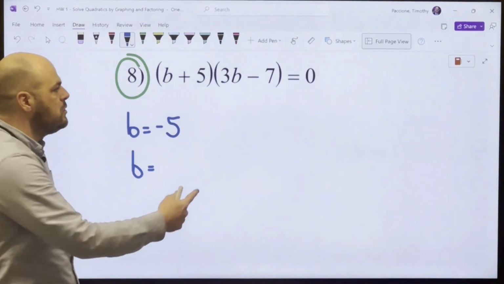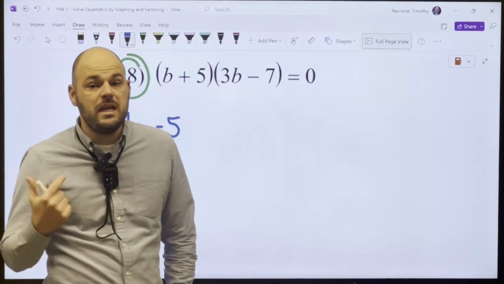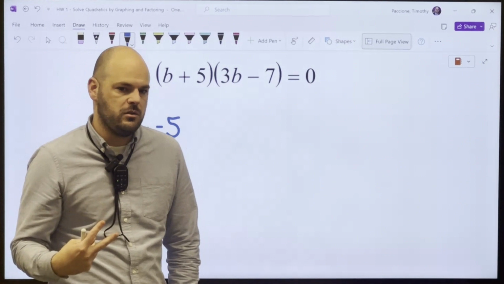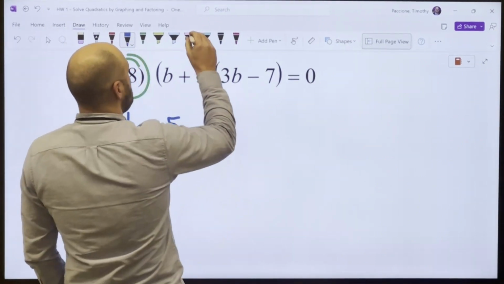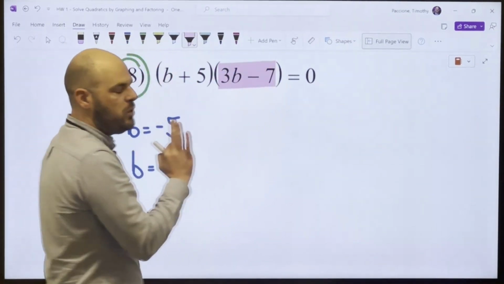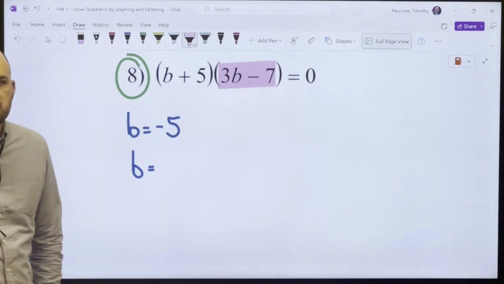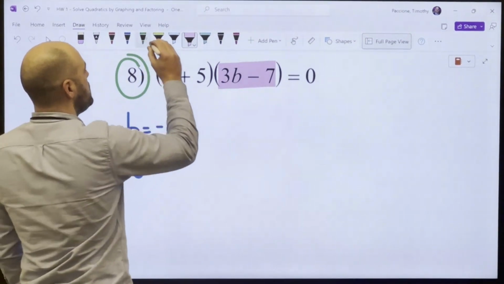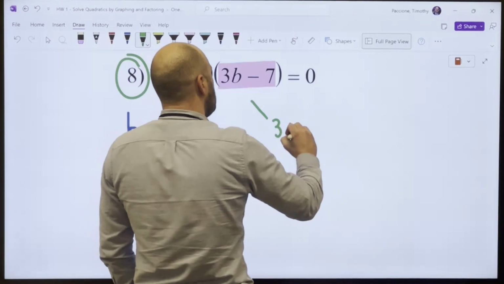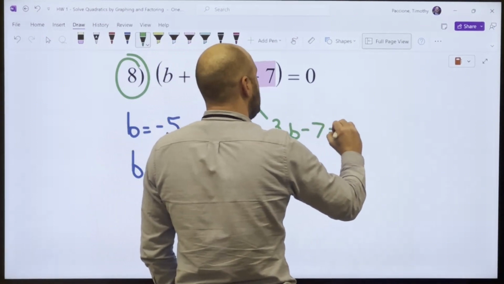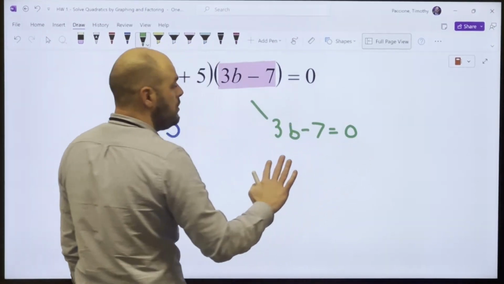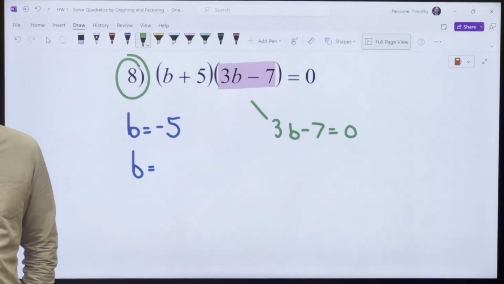The problem is, what would make this 0? Maybe you can't do that in your head. I'm not asking you to, right? Think about the question you're asking yourself. You're asking yourself, when would that be 0? Well, set up that equation. Say to yourself, 3b minus 7 has to be 0, right? This has to be 0.